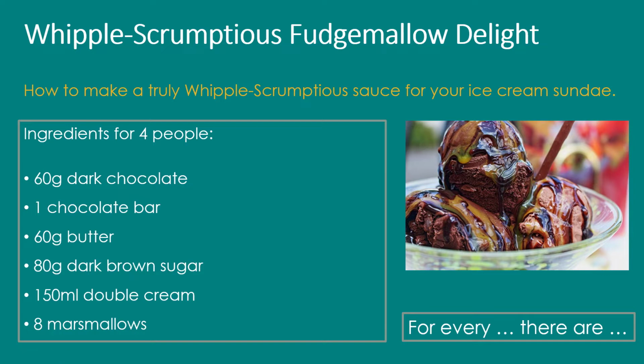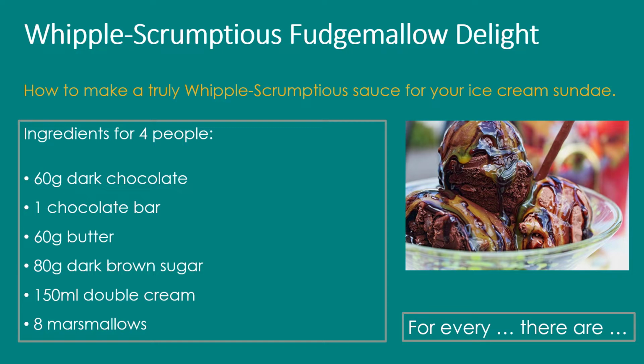What can you see here? Well, it's a recipe to make Whipple-Scrumptious Fudgemallow Delight, my favourite breakfast item. So we've got the ingredients for 4 people: 60 grams dark chocolate, 1 chocolate bar, 60 grams of butter, 80 grams of dark brown sugar, 150 milliliters of double cream, and 8 marshmallows.